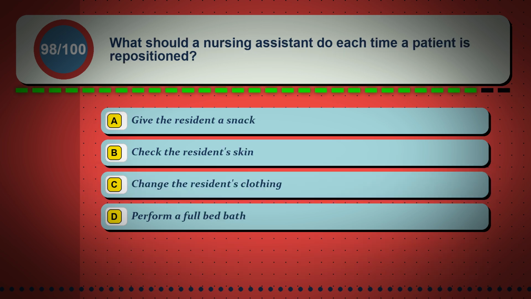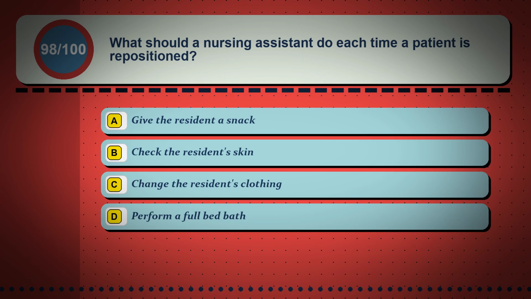Question 98. What should a nursing assistant do each time a patient is repositioned? Option A. Give the resident a snack. Option B. Check the resident's skin. Option C. Change the resident's clothing. Option D. Perform a full bed bath.